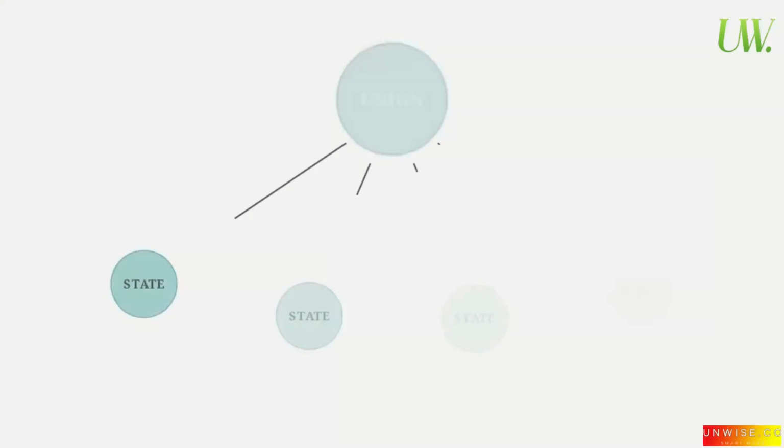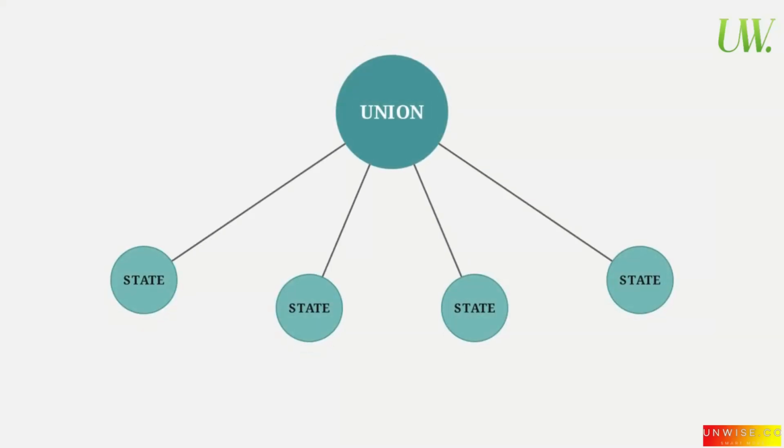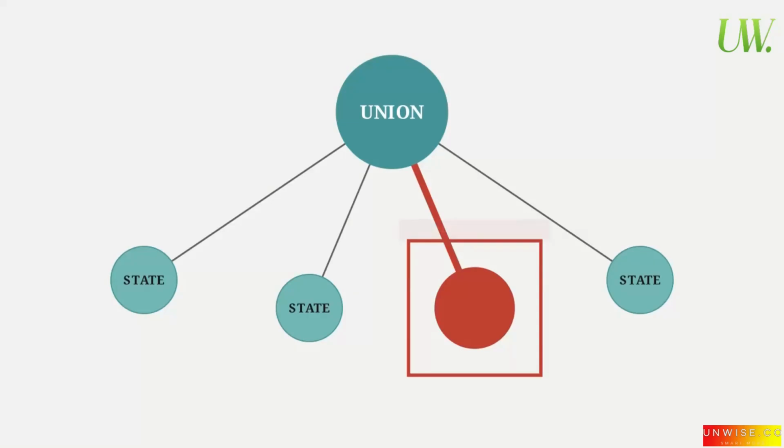If a state fails to follow these rules, the center invokes Article 365. This serves as the ultimate coercive sanction. Under Article 365, ignoring a central direction constitutes a failure of the state's constitutional machinery. This allows the immediate imposition of President's rule, placing the state's functions directly under central control.